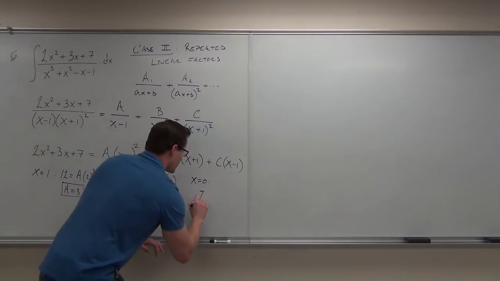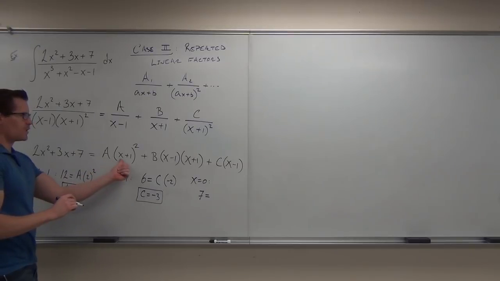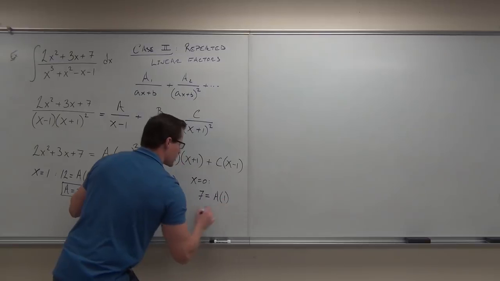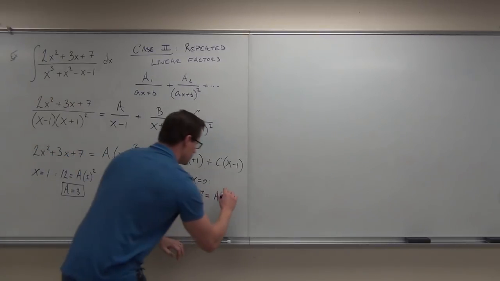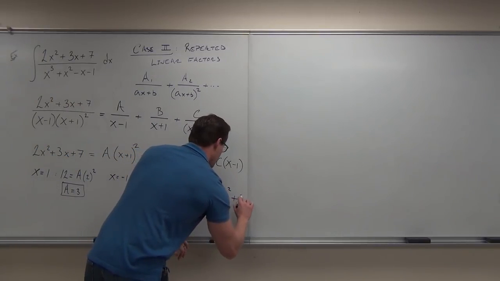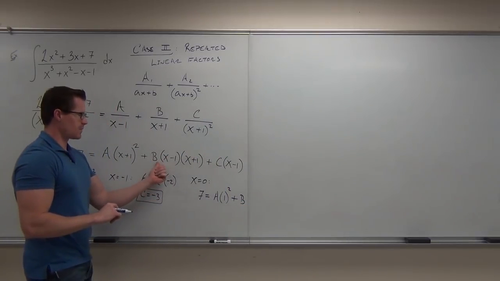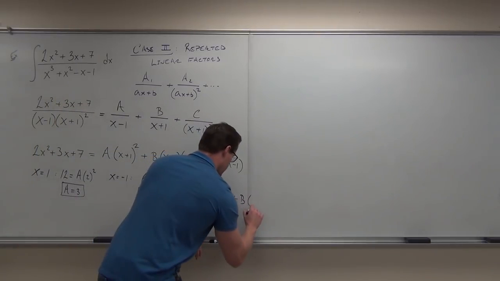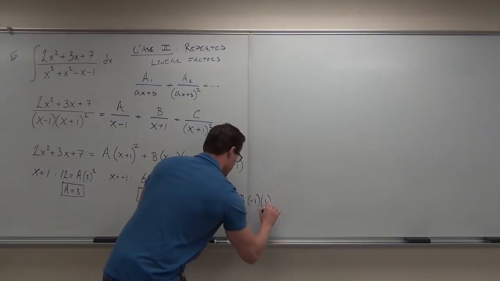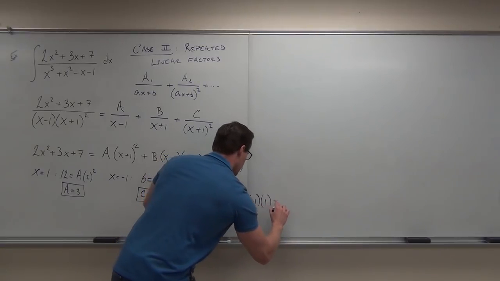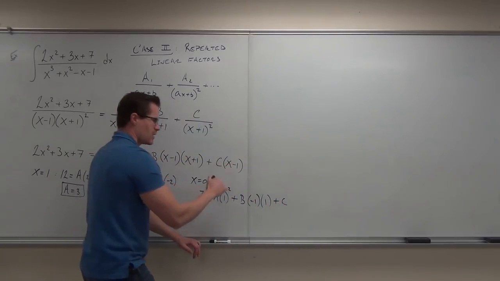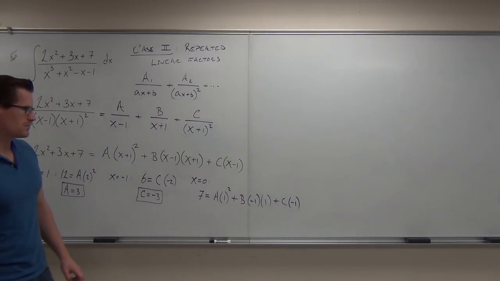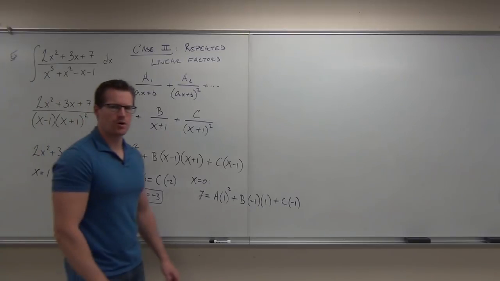7. If I plug in x equals 0 over here, all I'm going to get is a times 1 squared, or a times 1. Then I'm going to get b times, let's plug in 0 here. If I plug in 0, I'm going to get negative 1. I'm going to get positive 1. Plus, if I plug in 0 here, I'm going to get c times negative 1. Ladies and gentlemen, did you follow that?